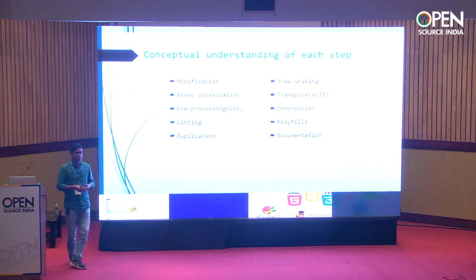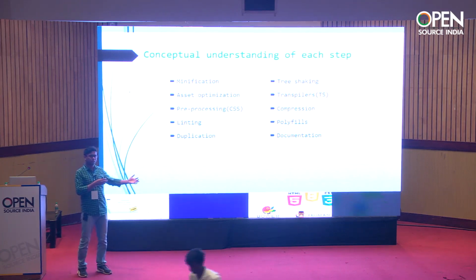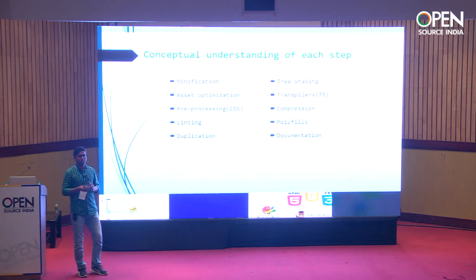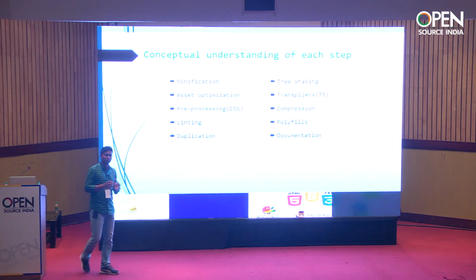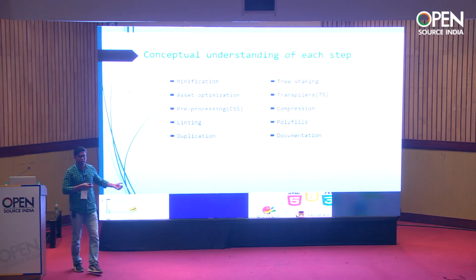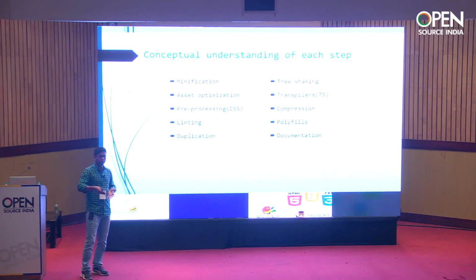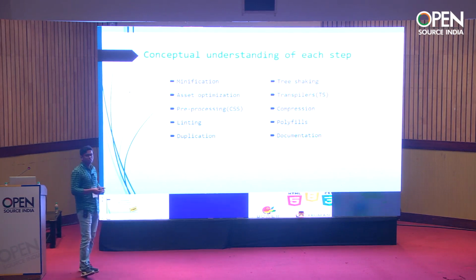And asset optimization. This is related to images or videos in your website. In certain websites, if you are loading images to the browser on a desktop or a laptop, you need high resolution images. But if you are loading them on mobile, you don't need high resolution images; you can use a minimal version of that image, so it loads faster. Those optimizations you can run from your build tools.